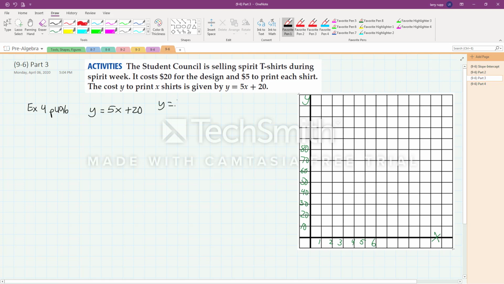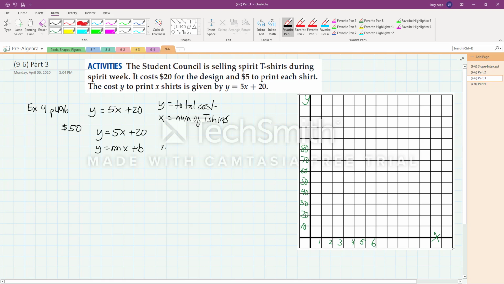Okay, so Y is equal to the total cost, how much it's going to cost overall, and X is how many shirts you want printed. It's the number of t-shirts. So example 4 says, graph the equation to find the number of shirts that can be printed for $50. So for $50, the equation says Y is equal to 5x plus 20. Well, we recognize that this is already in slope-intercept form, Y is equal to mx plus b.